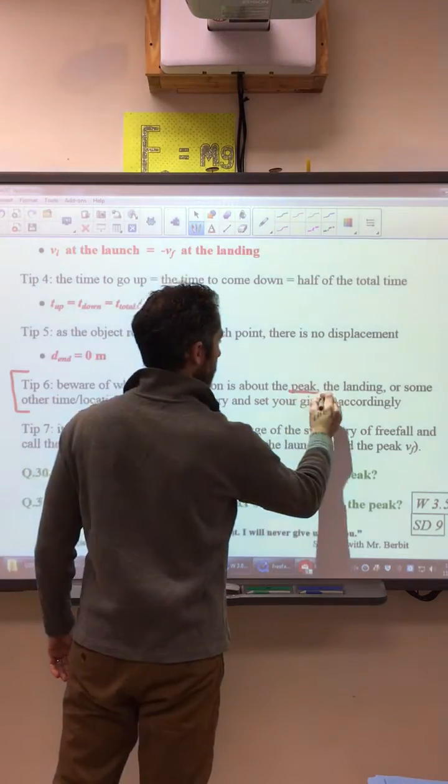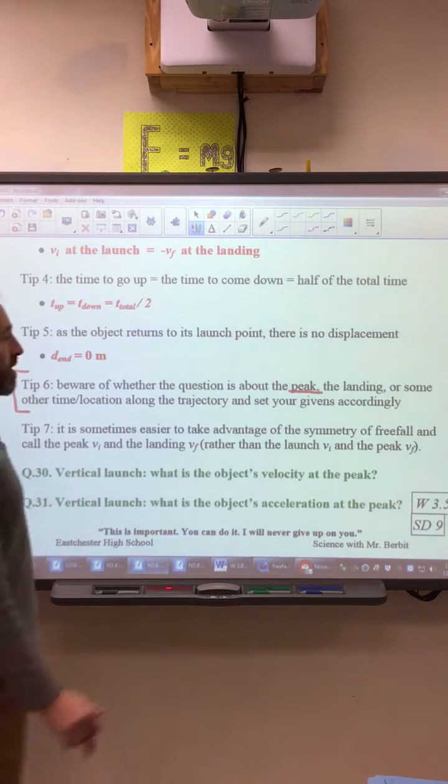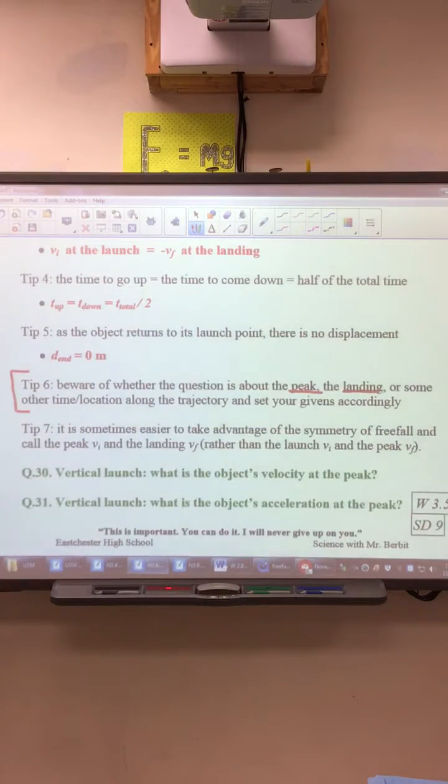If it's at the peak, certain things will be true. Something about the time. The velocity will be 0. The acceleration is still that 9.81 down. If it's at the end, the landing, you know the displacement will, for most cases, be 0. The velocity will be negative the initial velocity. The time now is the full time. Maybe you knew the half time, you can double it.